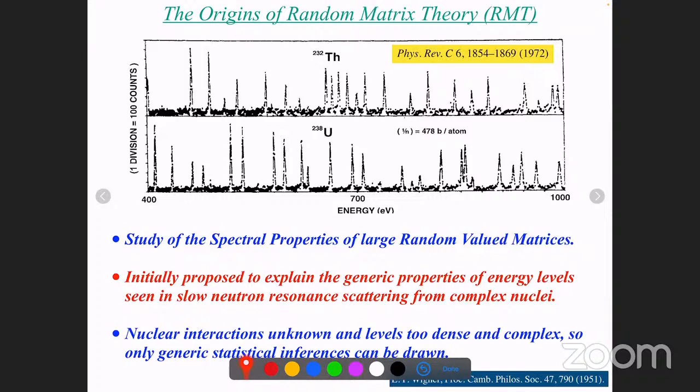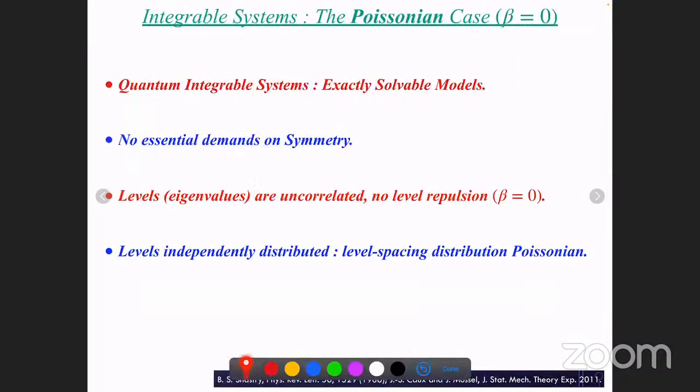Okay, so next I'll highlight the various regimes that will keep occurring in my talk: the integrable regime, which is the Poissonian, and the three Wigner-Dyson regimes. Actually, two of them will be referred to in this talk. When we talk about integrable systems, which are also exactly solvable systems, there is no essential demand on symmetry in this class. The levels are uncorrelated.